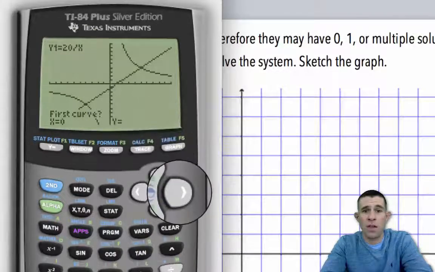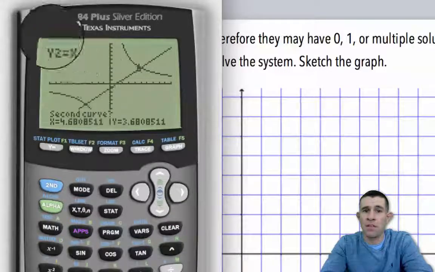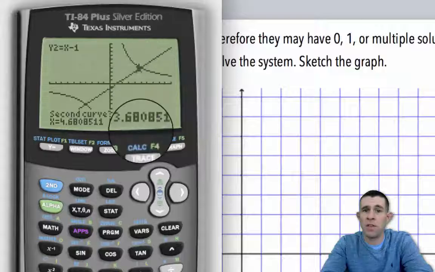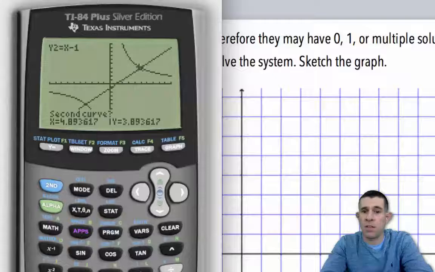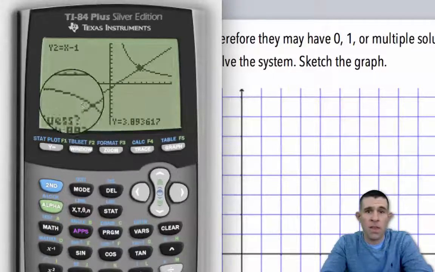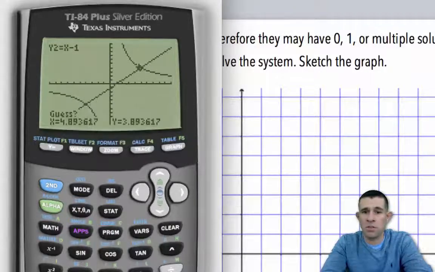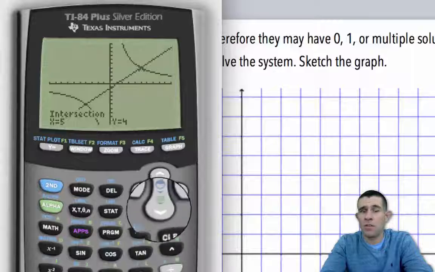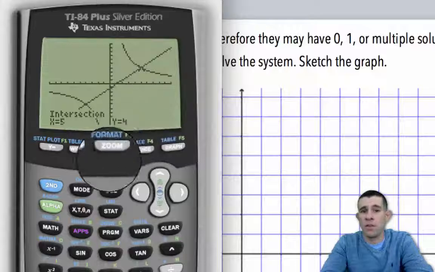So while we're on 20 over x, we are going to start cursoring to the right, and you'll see that our little cursor is going to come down our hyperbola. We're going to get that as close as we can to our intersection point, and then we're going to press enter. Next, it's going to say second curve, and it's going to jump over to the other curve, and its cursor should be pretty close. So we're going to go ahead and press enter again while it's on that second curve, or this line. And now the third thing that it's looking for is for you to guess. So as long as you put the cursor somewhere close and press enter again, it's going to give you the exact intersection point of 5, 4. So there's one intersection point.